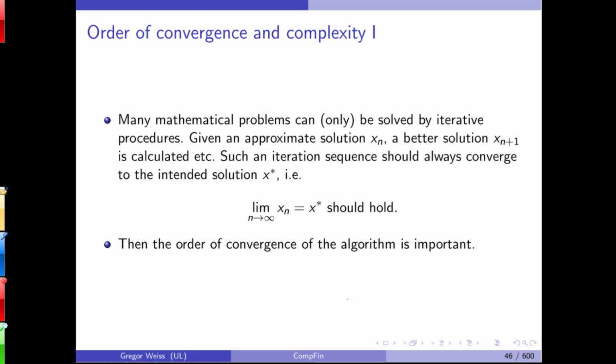Order of convergence and complexity. Many mathematical problems can only be solved iteratively, meaning that you have a set of iterations and you're trying to solve the problem iteratively. Famous example for an iteration and for an iterative algorithm. Any idea? It's a little bit outdated. At least in my childhood, I still needed to look up numbers in the phone book. What can you do to find a name in the phone book?